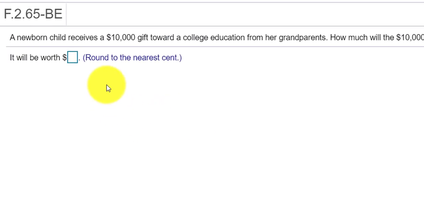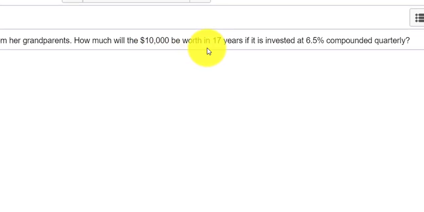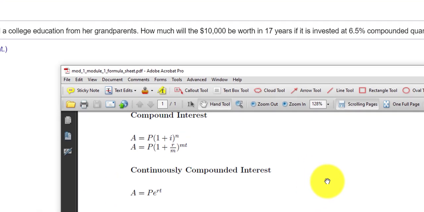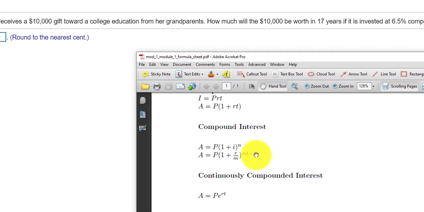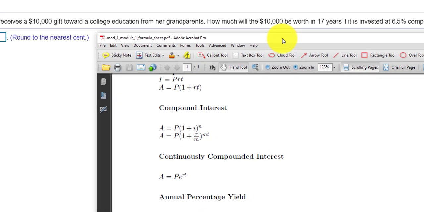Next question, a newborn receives a $10,000 gift toward college. How much will the $10,000 be worth in 17 years if you're getting 6.75% compounded quarterly? Okay, so here's my compound interest formulas. So I'm going to use the bottom one. I'm going to use this formula here.